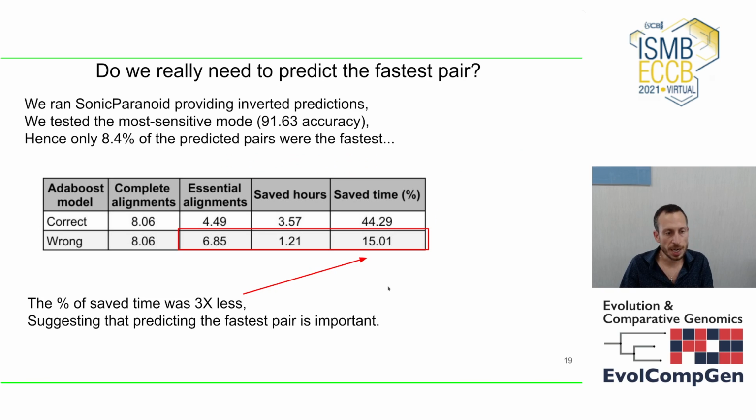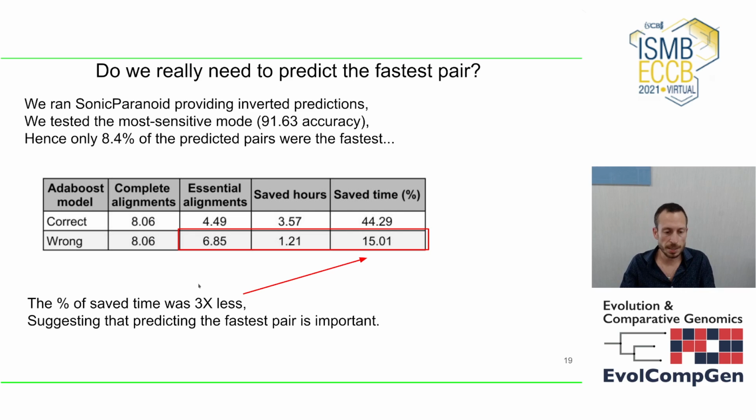And another thing that I checked is, if I really need to predict the fastest pair, how much does this affect the total time we save in the end? So basically, I took the model, did a run in the most sensitive mode, and inverted my prediction. If my AdaBoost model, which was 100.63 accurate, I basically invert the prediction that it gives. So the predictions are only 84% correct, so they're mainly wrong.